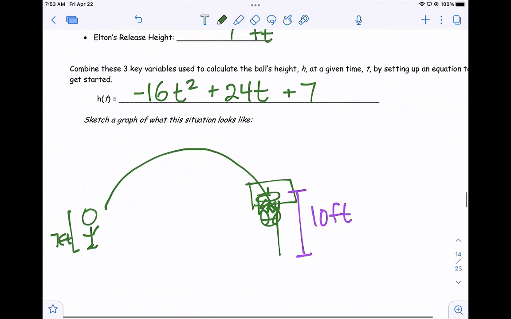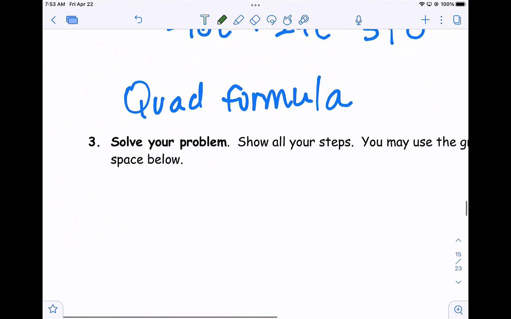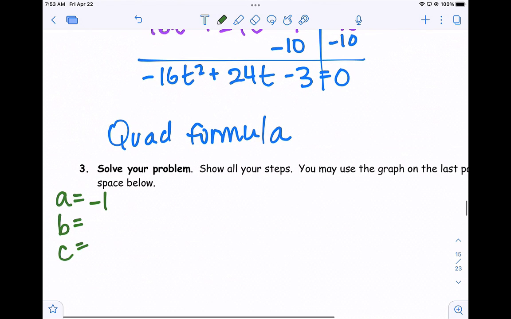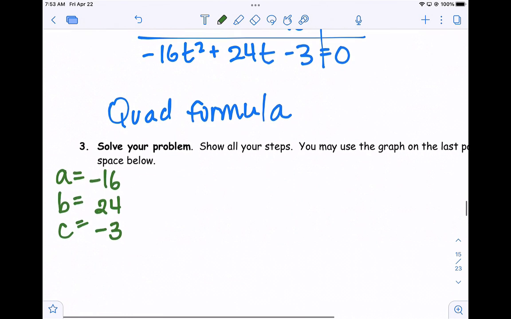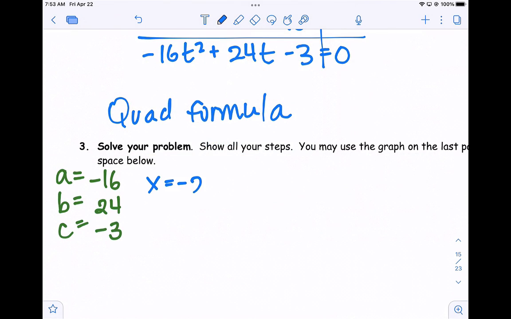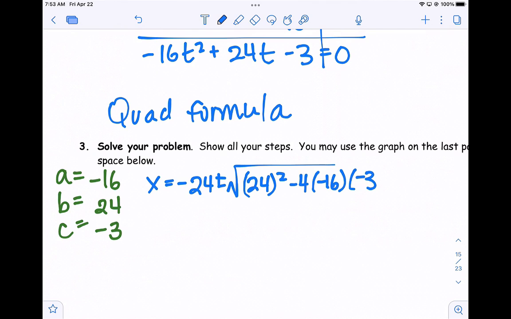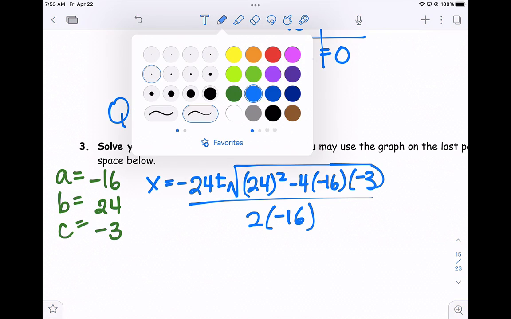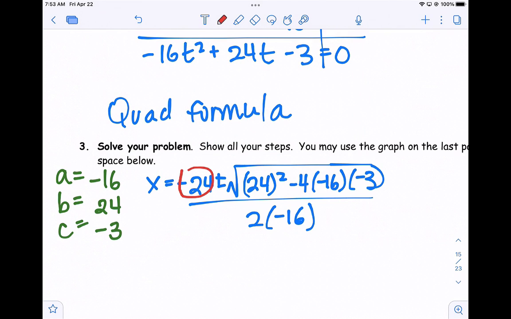Show your work. Okay, so again, quadratic formula we're going to use to solve. And in order to use that, we need 3 variables, a, b, and c. So a is the negative 16, b is the 24, and c is the negative 3 because we subtracted 10 from each side. We're going to plug into quadratic formula. x equals opposite b plus or minus the square root of b squared minus 4 times a times c all over 2a. Now we solve. Remember to get these 3 numbers right here.